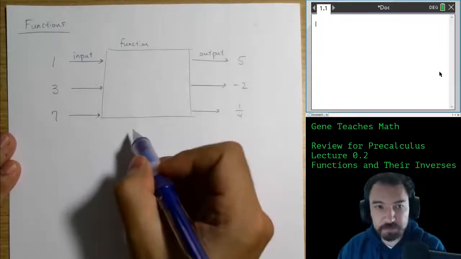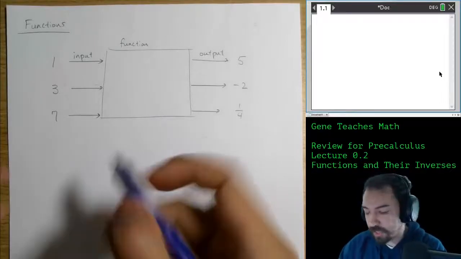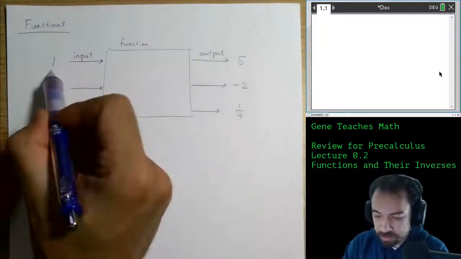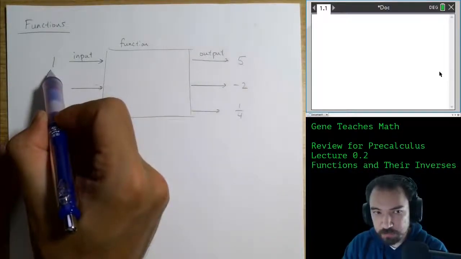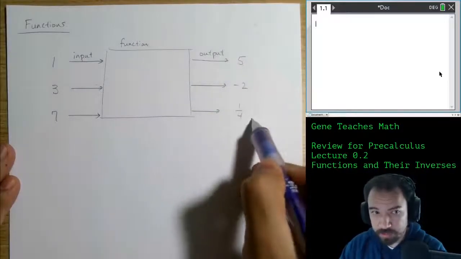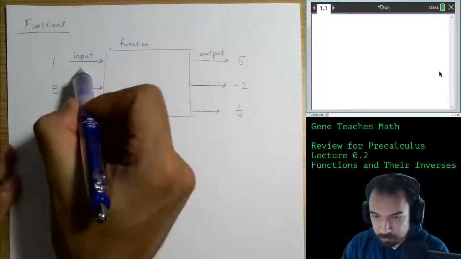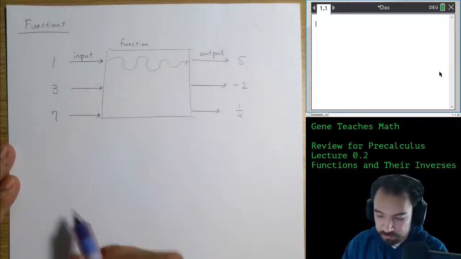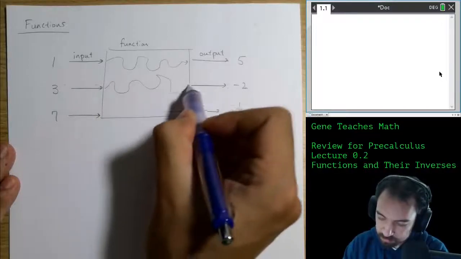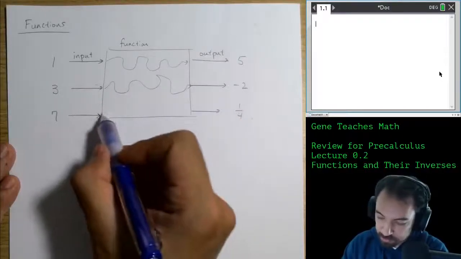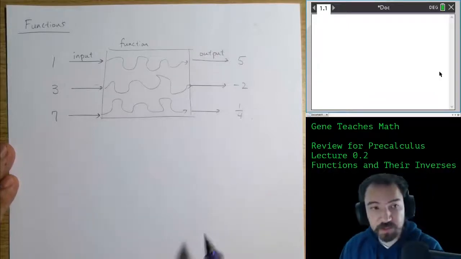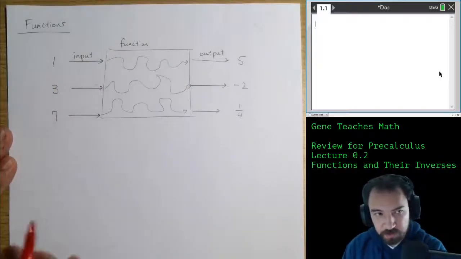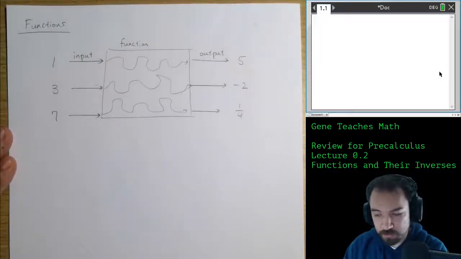Now I've left the inside of this blank because I'm trying to communicate that I don't understand how the function did this, but I need to be clear that the input of 1 is not going to give me this, or that, because that would be ambiguous. The input of 1 is going to, by some interesting mechanism, produce a definitive output of 5. Same thing with the 3. The 3 is going to produce a definitive output of -2, and then the 7 is also going to produce a definitive output.